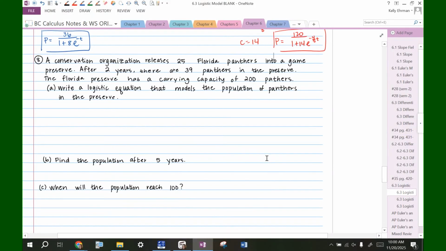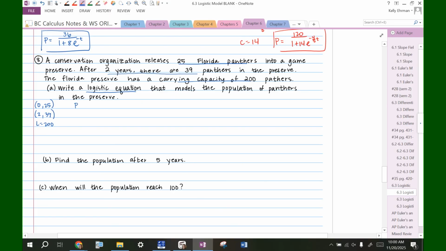All right, number 8. A conservation organization releases 25 Florida panthers into a game preserve. After 2 years, there are 39 panthers in the preserve. So let's write down those two ordered pairs. Initially, time 0, we have 25 panthers. 2 years later, we have 39. The Florida Preserve has a carrying capacity of 200. L is 200. Write a logistic equation that models the population of panthers in the preserve.